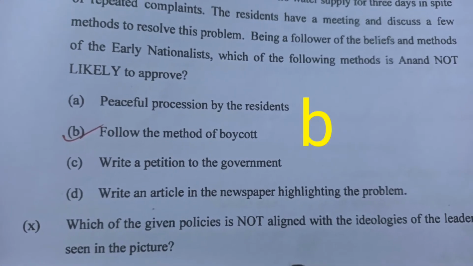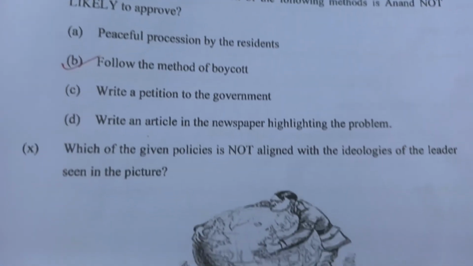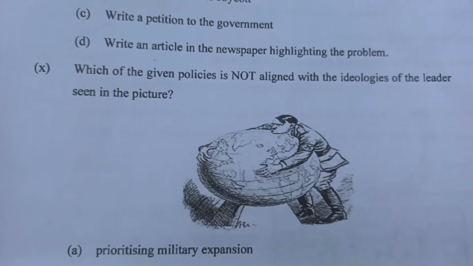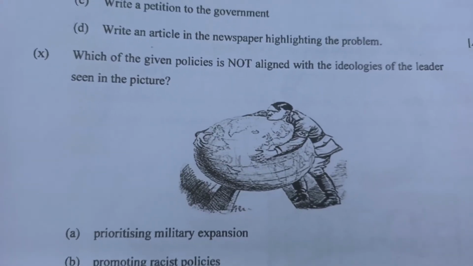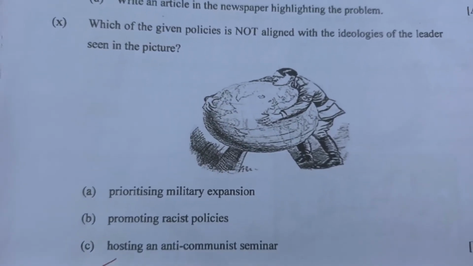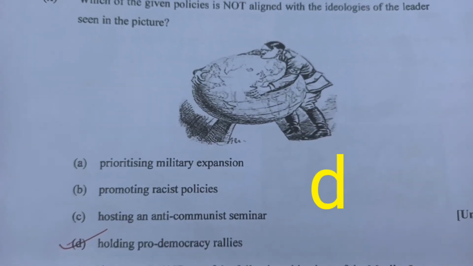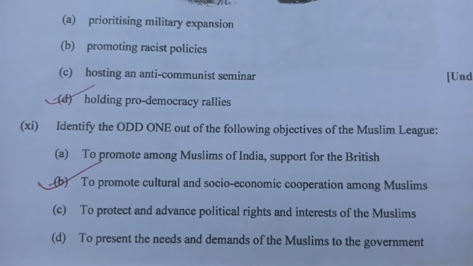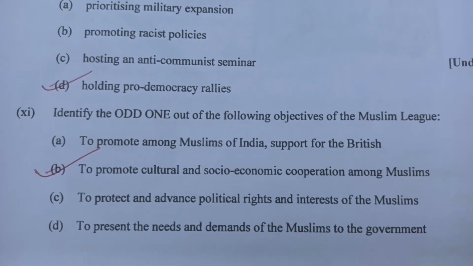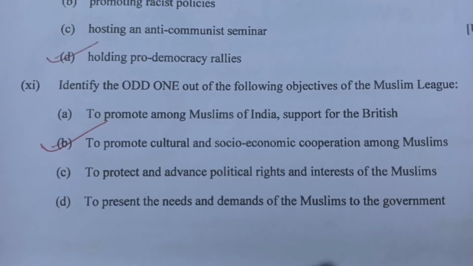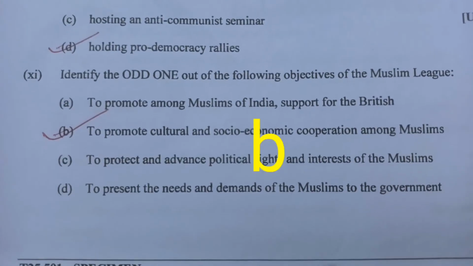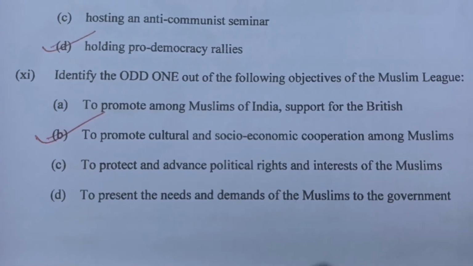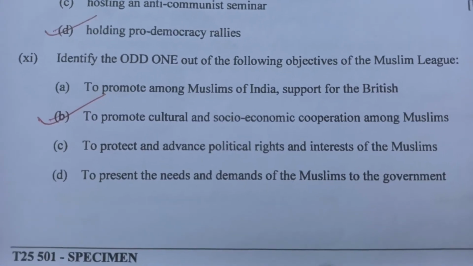Follow the method of boycott. Next, number 10. Which of the given policies is not aligned with the ideologies of the leader seen in the picture? Here option D is correct. Holding pro-democracy rallies. Number 11. Identify odd one out of the following objectives of the Muslim League. Here option B is correct, to promote cultural and social economic cooperation among Muslims.